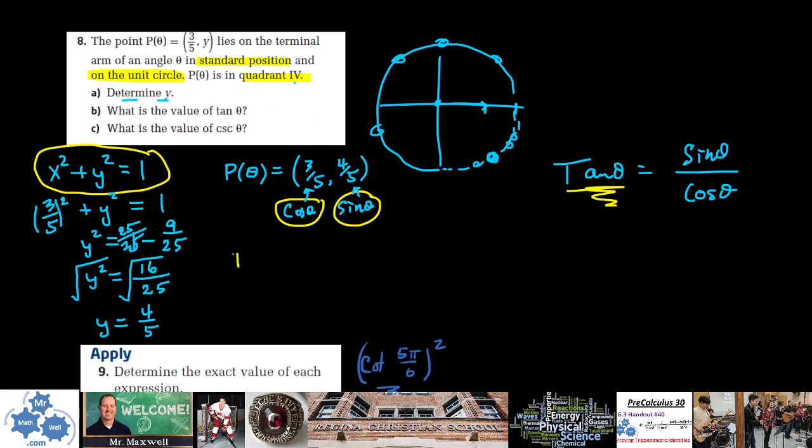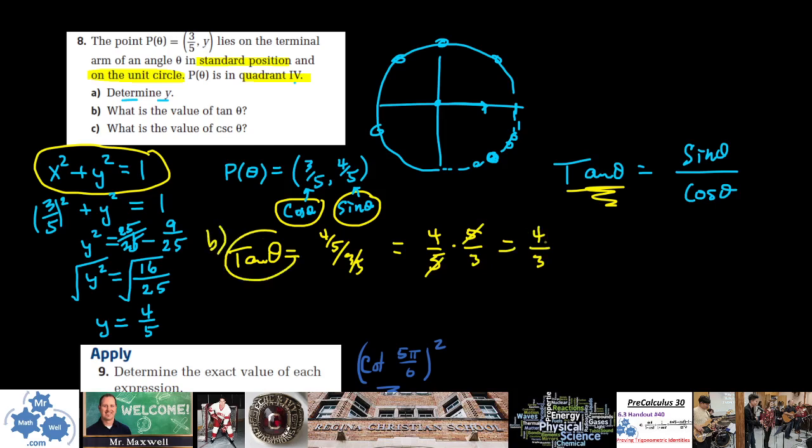So that means that tan of theta here is 4/5 over 3/5, or 4 over 5 times 5 over 3. The 5's cancel out. I'm left with 4 over 3. So tan of theta, this is B, tan of theta is 4 over 3.